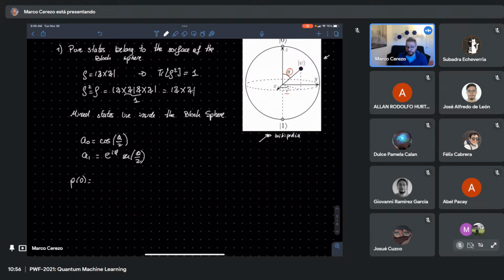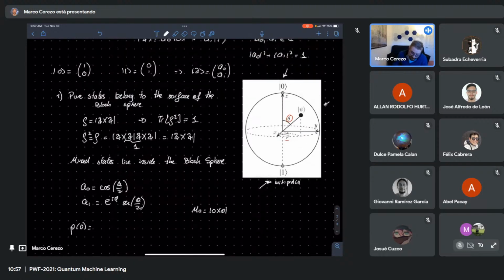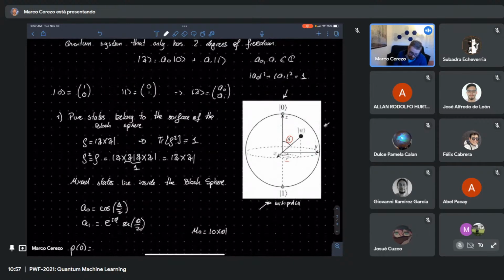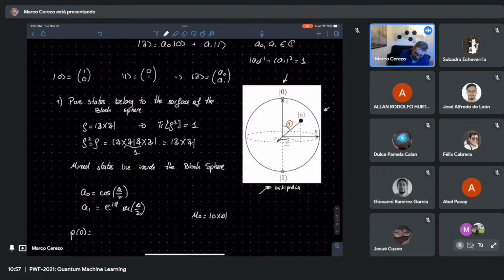Using what we previously learned about the postulates of quantum mechanics, first I need to define a measurement operator for measurement outcome zero. This is going to be a projective measurement, and I can define the measurement operator M0 as just projecting onto the zero state. Let's go back to linear algebra. What is M0? Well, I have the state right here.